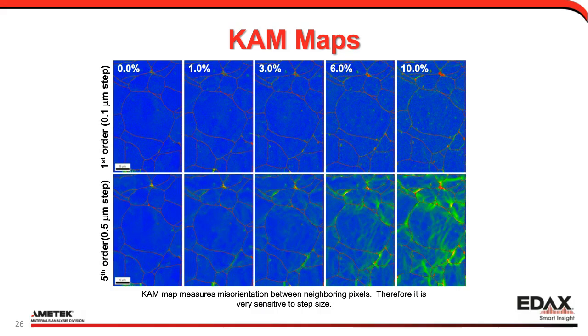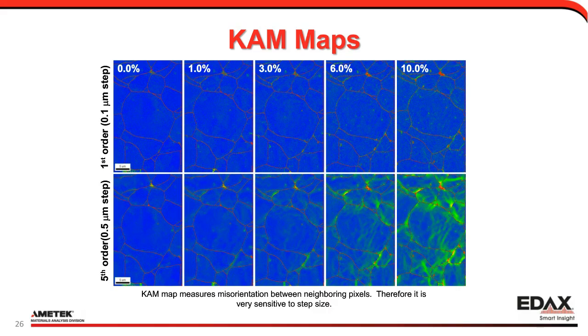Now, the second row, our fifth order, which is relatively large, so fifth nearest neighbors, which corresponds to a half of a micron step. And then you can see some development in the strain kind of flow fields within the material, within the microstructure.